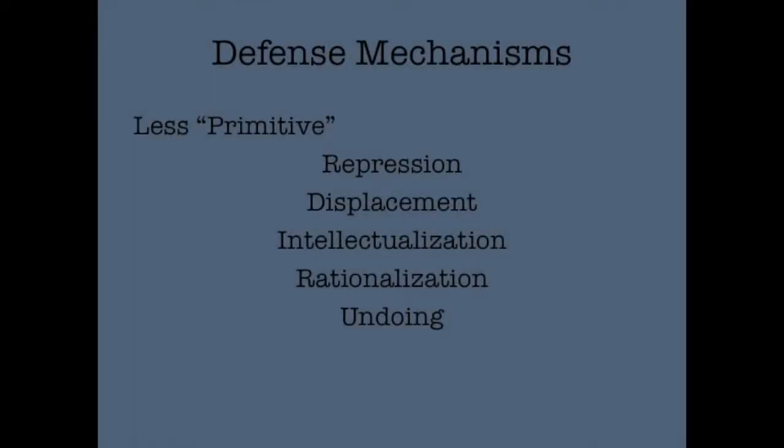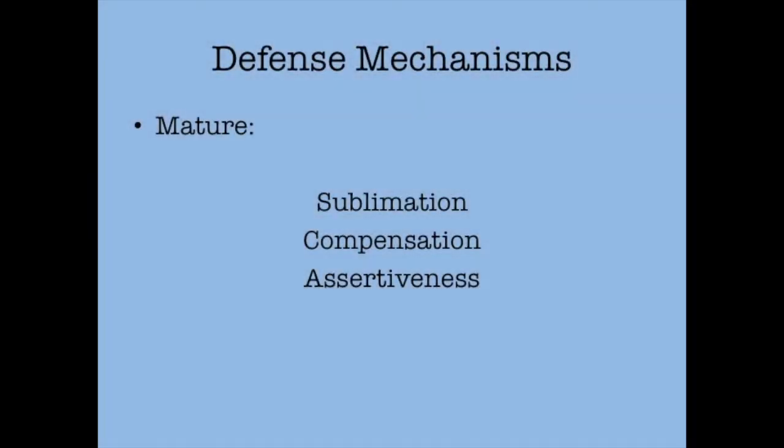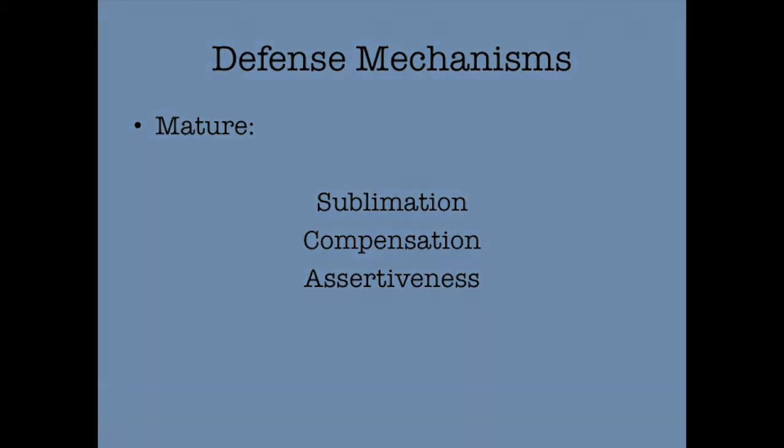The second level is called less primitive, and their use is very widespread: repression, displacement, intellectualization, rationalization, and undoing. And finally, defense mechanisms that are considered mature are sublimation, compensation, and assertiveness.